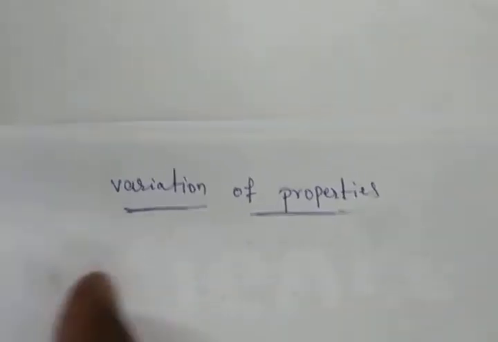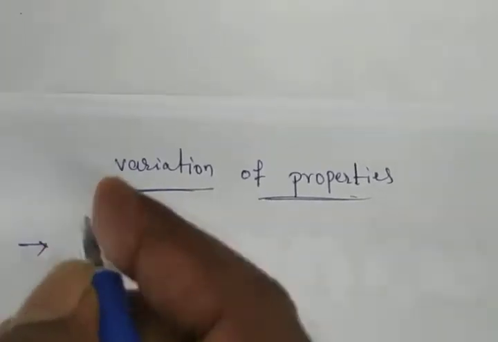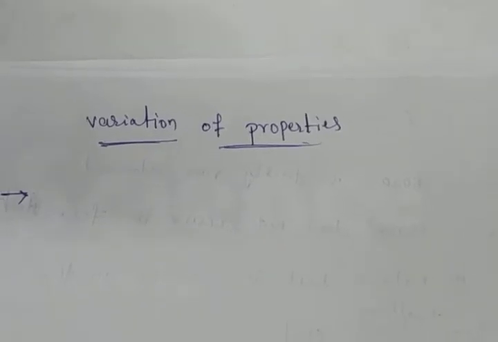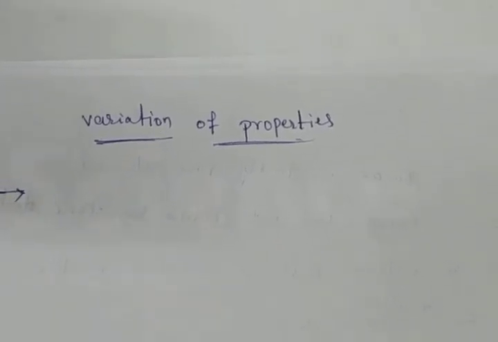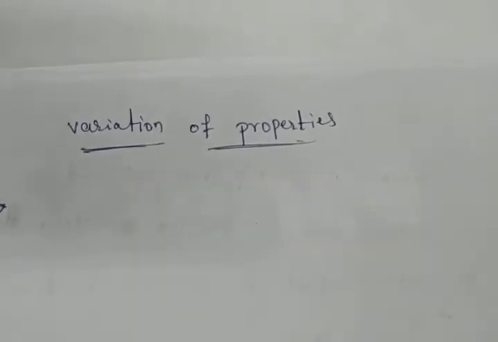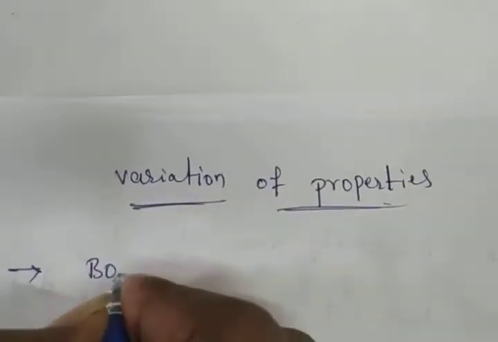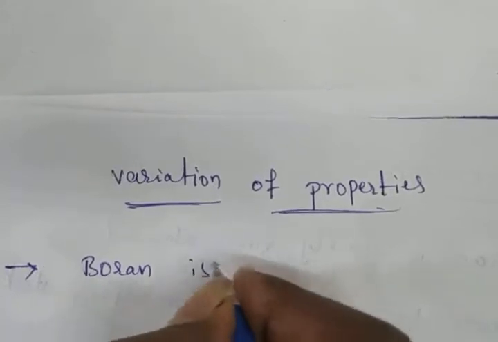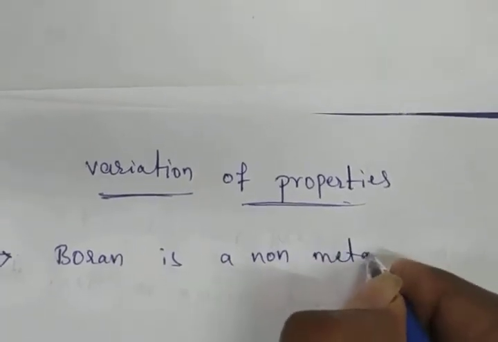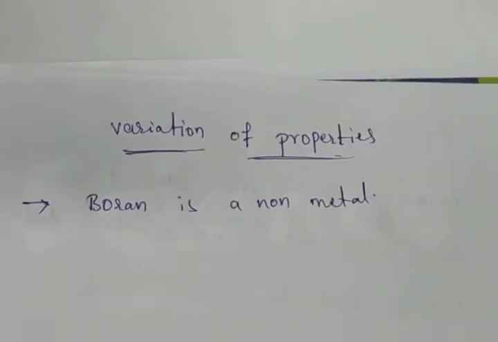Okay, now here boron, the first element in the 13th group. Boron, aluminium, gallium, indium, thallium. In these elements, which is a metal, which is a non-metal? Boron is a non-metal. Boron is a non-metal.